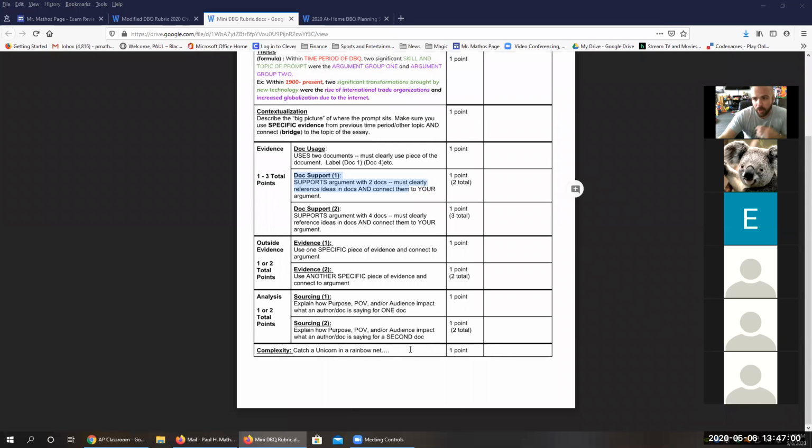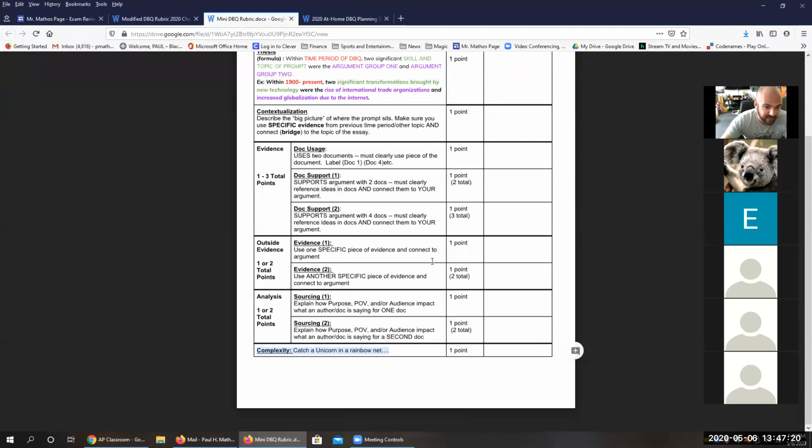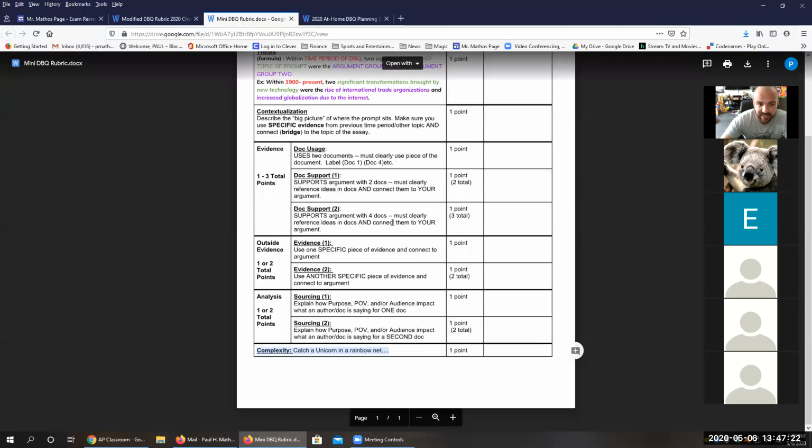As long as you are making good arguments and supporting them, you have a chance to get the complexity point. But generally, you're probably only going to get the complexity point if you're going to get outside evidence from everything. So it's going to be tough. So focus on the ones that are easy. Thesis, evidence, and analysis are generally the easiest ones to get.